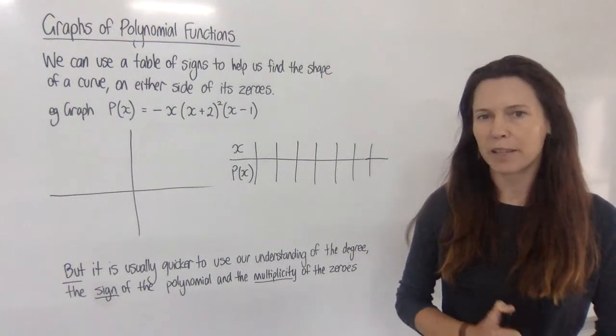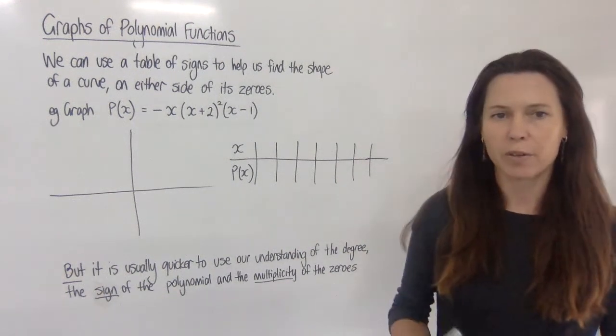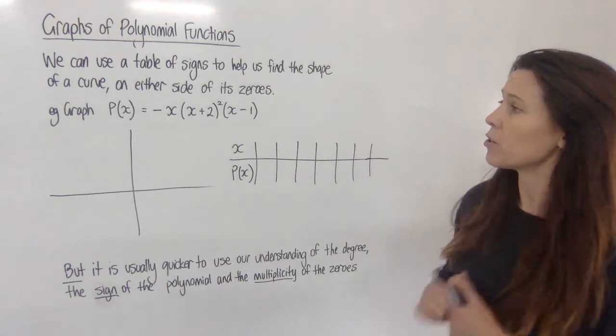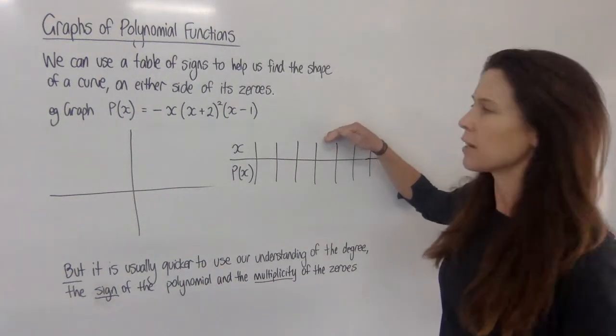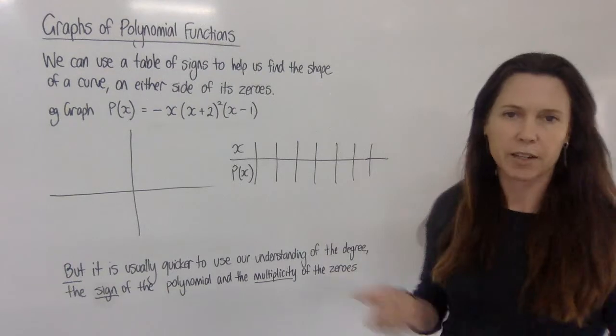So we've already got a couple of methods up our sleeve for graphing polynomial functions. We know that we can use a table of signs if we need to help us find the shape of a curve on either side of its zeros.